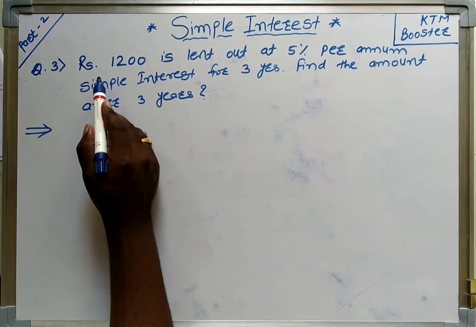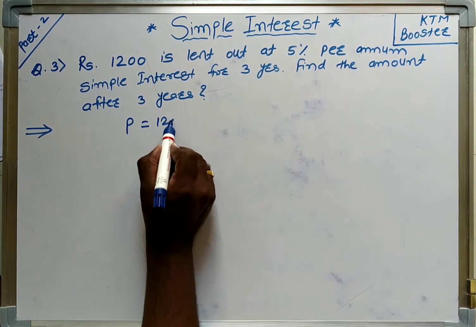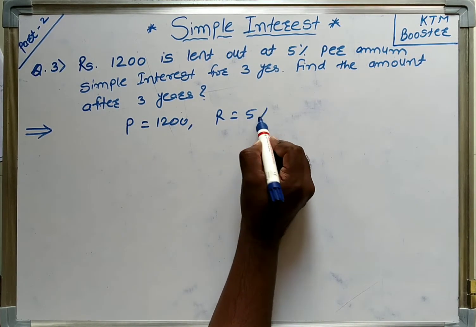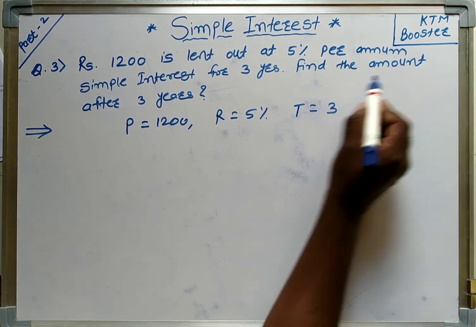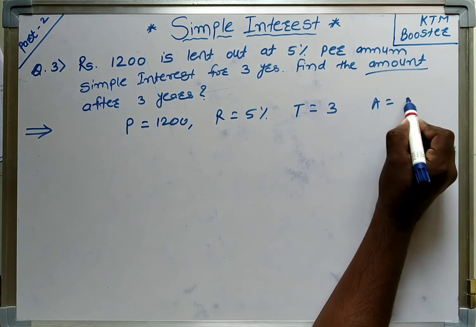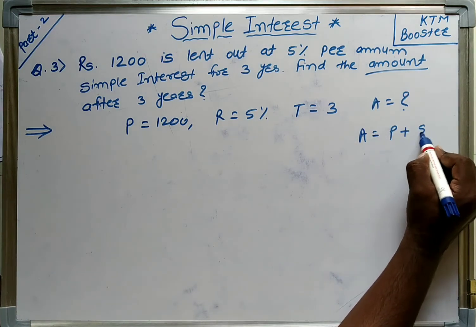Question number 3. Rupees 1200 is lent out. Principal is 1200. What is rate? At 5% per annum simple interest for 3 years, meaning T is 3. We have to find the amount after 3 years. So what is amount? Amount equals principal plus SI.